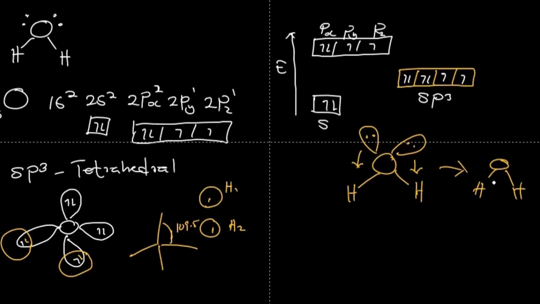So that is how the hybridization of oxygen is being distorted due to the presence of the lone pairs. So there's a slight change in the geometry and it has a shape of V. So we say it is a V shape molecule.